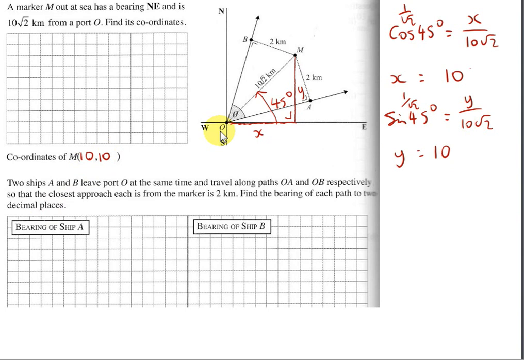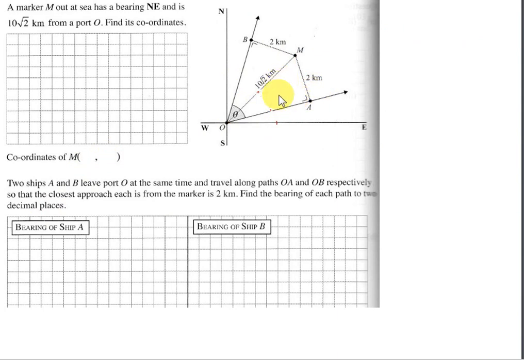Two ships A and B leave port O at the same time and travel along paths OA and OB respectively. There's OA, there's OB. So that the closest approach each is from the marker is 2 kilometers. Find the bearing of each path to 2 decimal places. So both ships are travelling in straight lines, and M is a point that's equidistant from the 2 straight lines. The distance of M to each line is 2 kilometers.